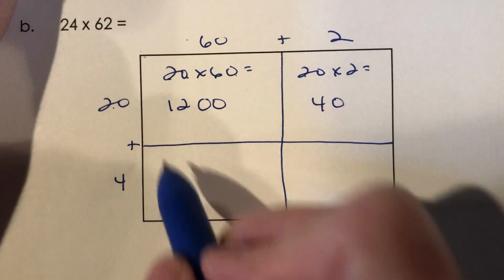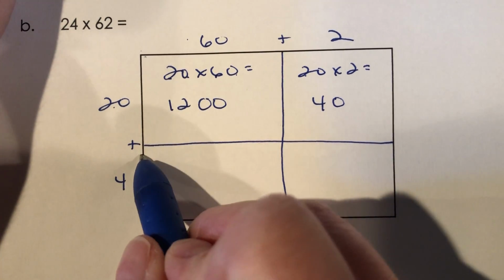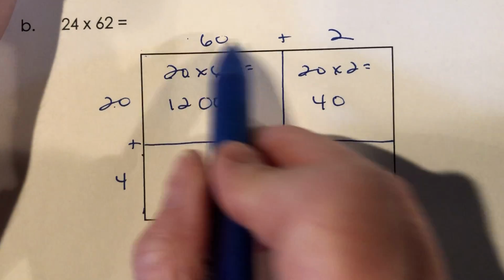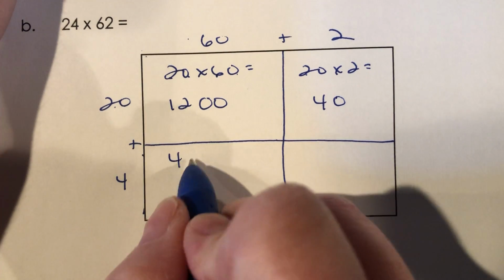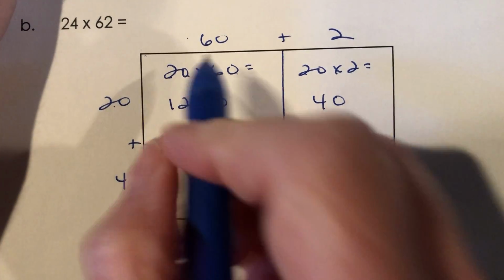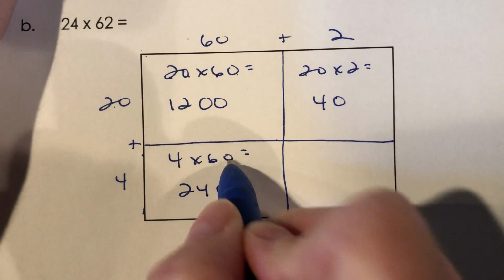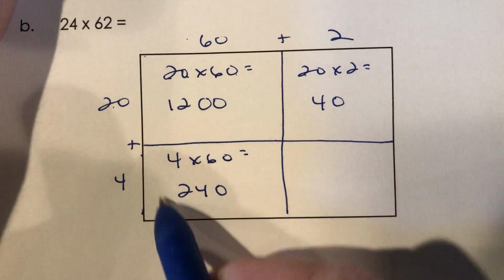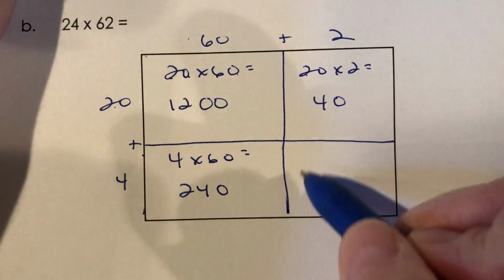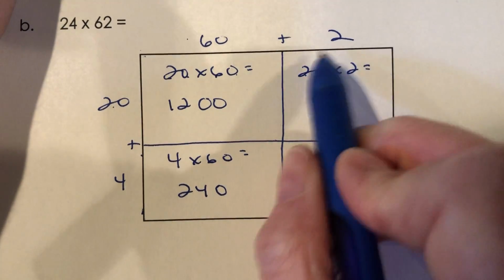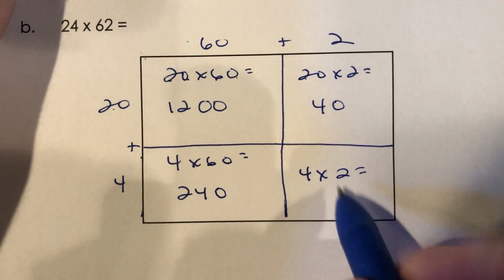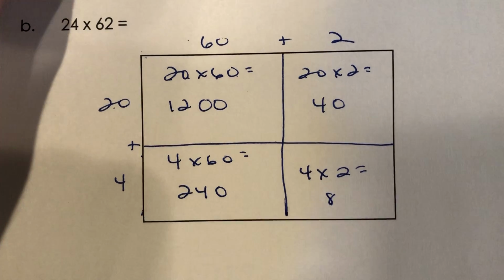To find the area of this piece, this section is 4, and this section right here matches this one, it's 60. So to find the answer to this, I would do 4 times 60. And 4 times 6 is 24, and there's our 0. And this last little piece, if this is 4, so is this. And if this is 2, so is this. So I would do 4 times 2, which is 8.